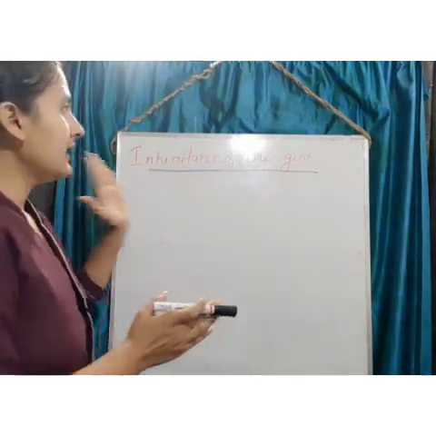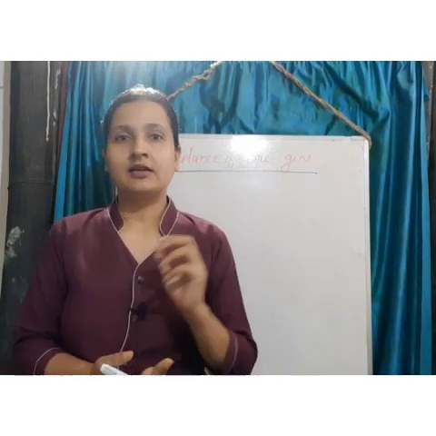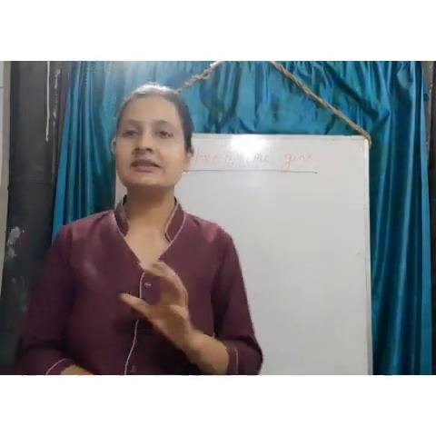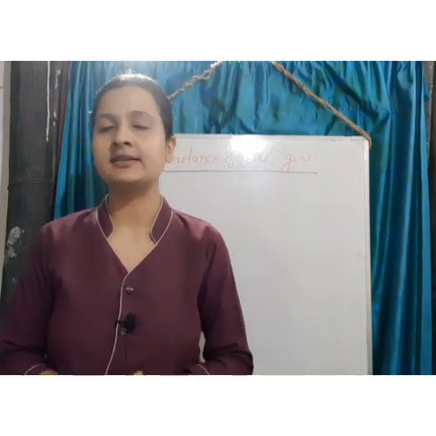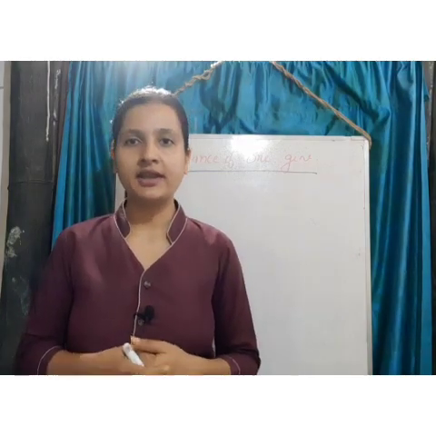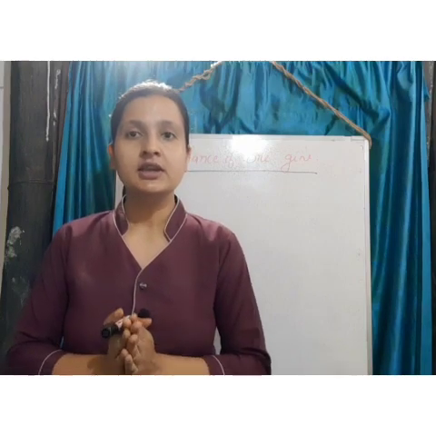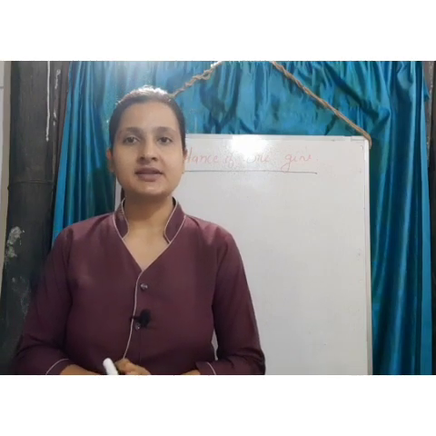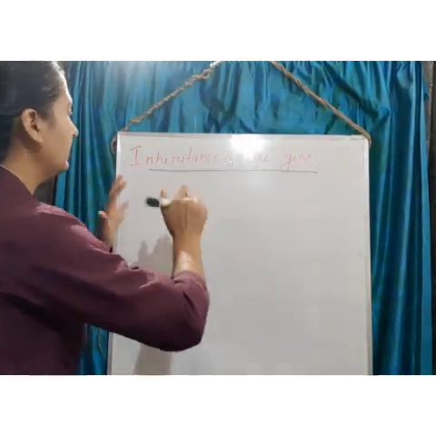Inheritance of one gene. This concept can be explained with the monohybrid experiment. As I told you, Mendel experimented with the pea plant, right? So in his experiment he did a monohybrid cross. In a monohybrid cross he chose two parents with contrasting characters. So how does this look?